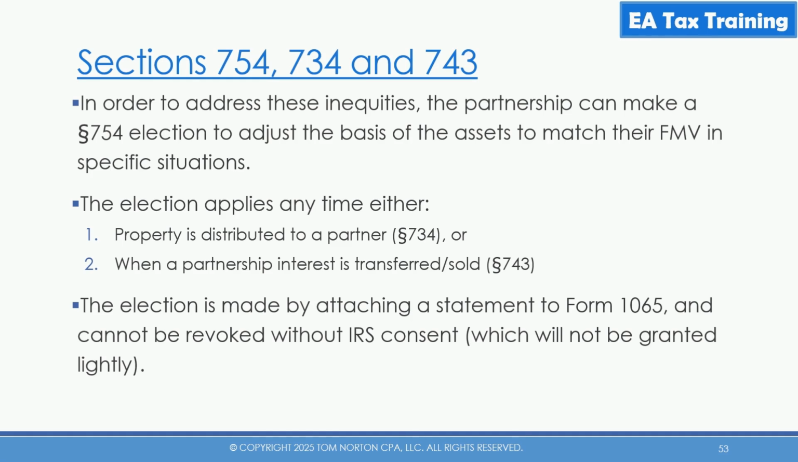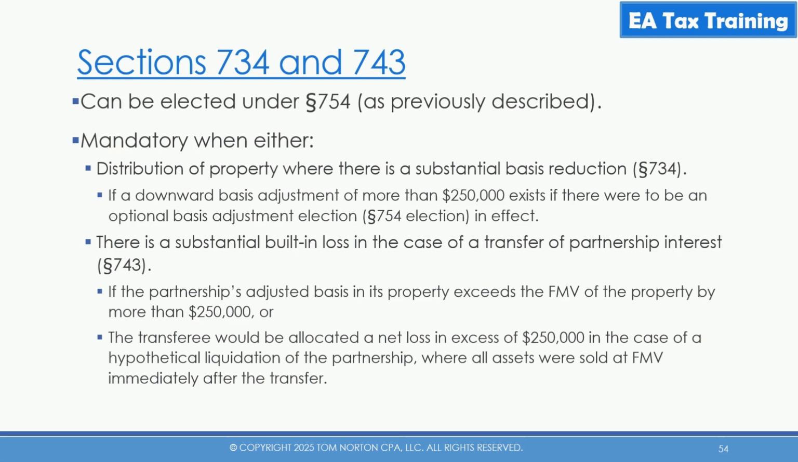So when you make the election, you need to be thinking about the future and things that might happen before you make that decision, because you have to assume that essentially it cannot be revoked, even though technically it could be. Now let's talk a little bit more about sections 734 and 743.